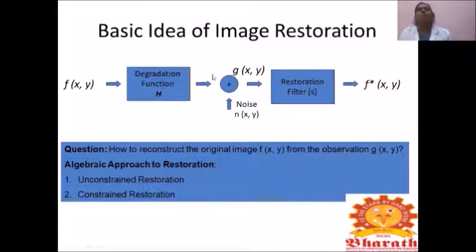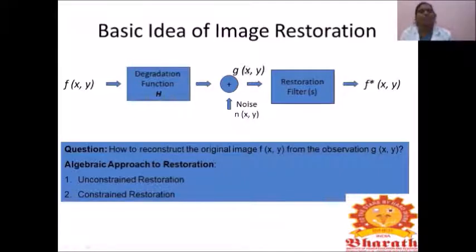So this is the degraded image. On this degraded image we have to perform some filtering operations, the restoration filtering operation, then we will get f star of x comma y, that is the output image. Here the question is how to construct the original image f of x comma y from the observation of g of x comma y. So what is g of x comma y? g of x comma y is the degraded image.